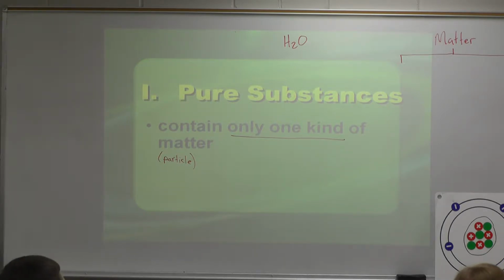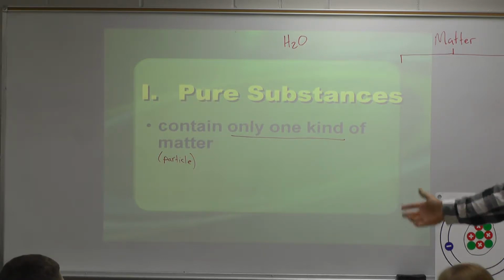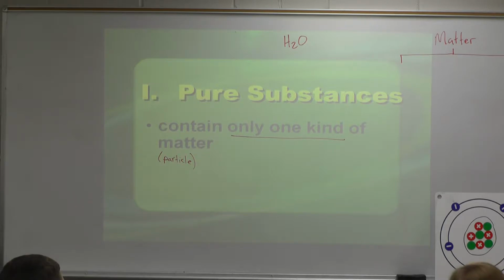Does that make sense? You can name any other thing, as long as I only have one kind of particle. It could be an ion. It could be a bunch of beryllium ions. As long as that's the only thing in there, it's a pure substance. Make sense? Okay? One kind of particle. Can those particles be big or small or you name it? Yes. But the point here is it's just one kind.